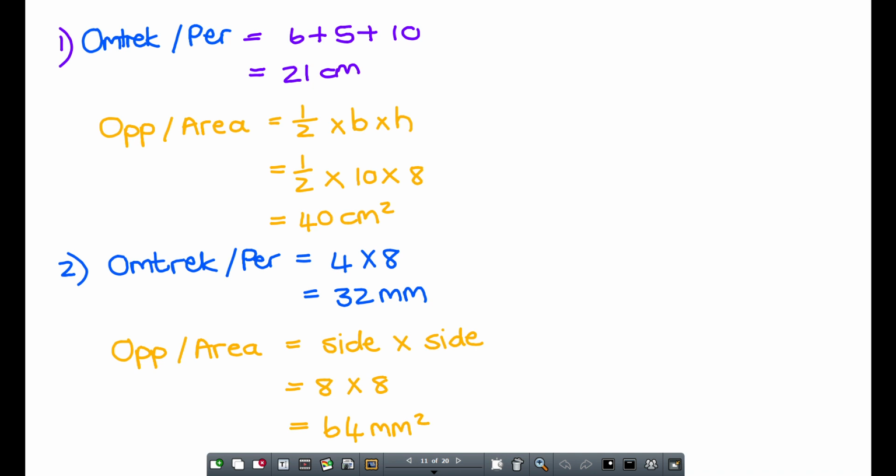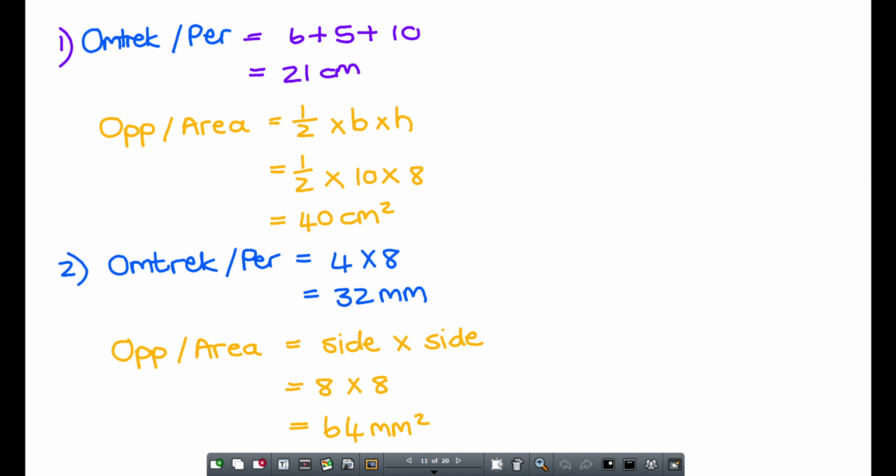Okay, right, so we're marking those 2 work pages, but it was on one big page for you guys. So the first one, the perimeter of that triangle, you had to just add up all the sides. So 6 plus 5 plus 10, and that gave me 21 centimeters. Then the area of a triangle is half times base times perpendicular height. So you should get 40, and then very important, centimeters squared.